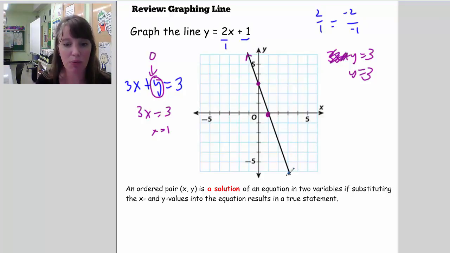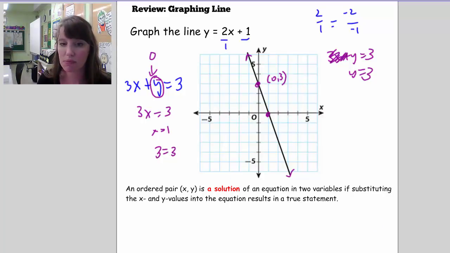I can put arrowheads on it. Okay, what I want you to remember is that every point on the line is a solution to the equation. And so if I take a point like this one, which should be 0, 3, I can put it into this equation. 3 times 0 plus 3 is equal to 3, and it would be a solution. So it would result in a true statement, which in this case would be that 3 is equal to 3.